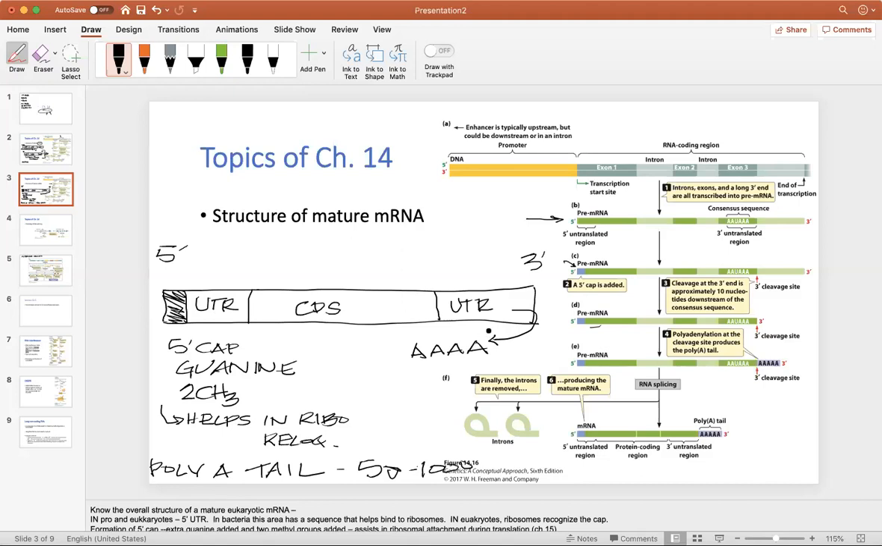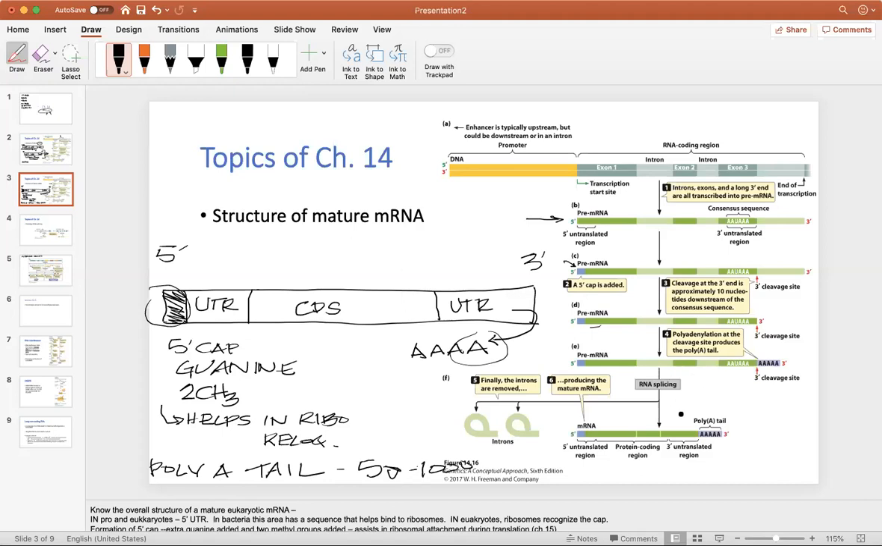Proteins are going to bind to the poly A tail. They bind here. This whole thing will form a loop. This protein will loop back around and connect to this, and then it will be recognized by the ribosome. So this is helpful in ribosomal recognition as well. And then again, these UTRs just sort of function as a stabilizer for this mRNA molecule.